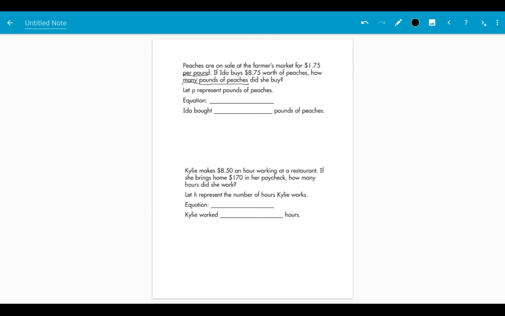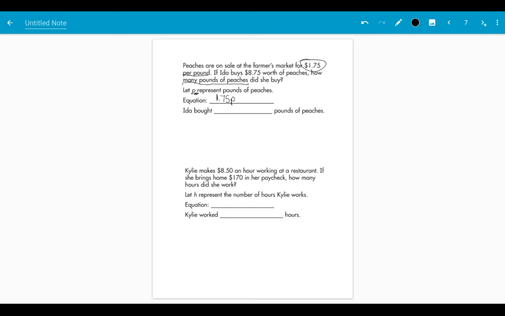So let's get back to this problem. Our equation: we know that every pound we buy, we're paying $1.75. And we're going to let P represent the pounds of peaches. So let's start it off: $1.75 times P. We're not going to write times P, right? That's what you did 1 year ago or 2 years ago. We're just going to put P right next to it. Remember, if you see a variable next to any coefficient, it means that they're multiplied to each other. So in words, this means $1.75 for every pound that you buy.